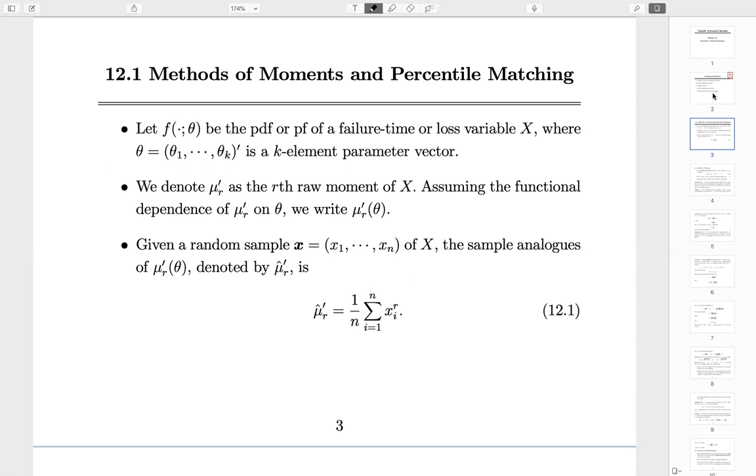There are actually two methods. They are very similar. So let's begin with the well-known one called the method of moments. Here we have some basic setup. Let small f be the PDF or probability function of a loss variable X. Here theta would be some parameters to be estimated. Of course, that's because we are under the framework of parametric estimation. So our objective is to estimate those thetas.